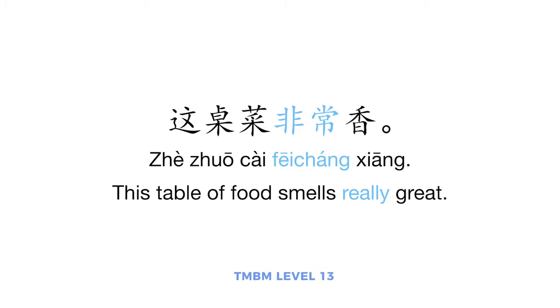So 这桌菜非常香 means the table of food smells really great. And now if I were to just say 这桌菜很香, it would just be the table of food smells great. Not smells really great, just smells great. So by putting in the 非常, we're indicating that it's not just your average great smell, it's a really great smell. And so it's a step above 很. Now let's look at another one here. This is a quite useful one.